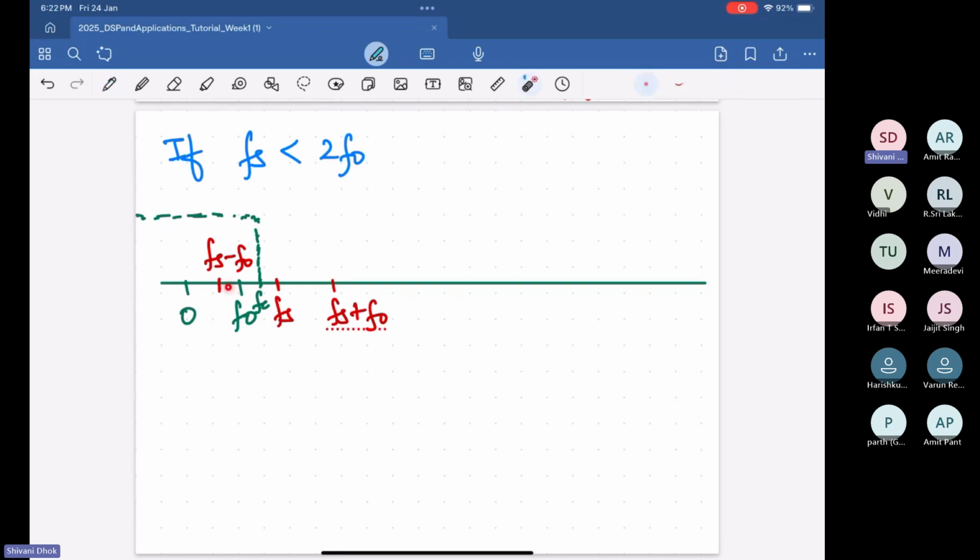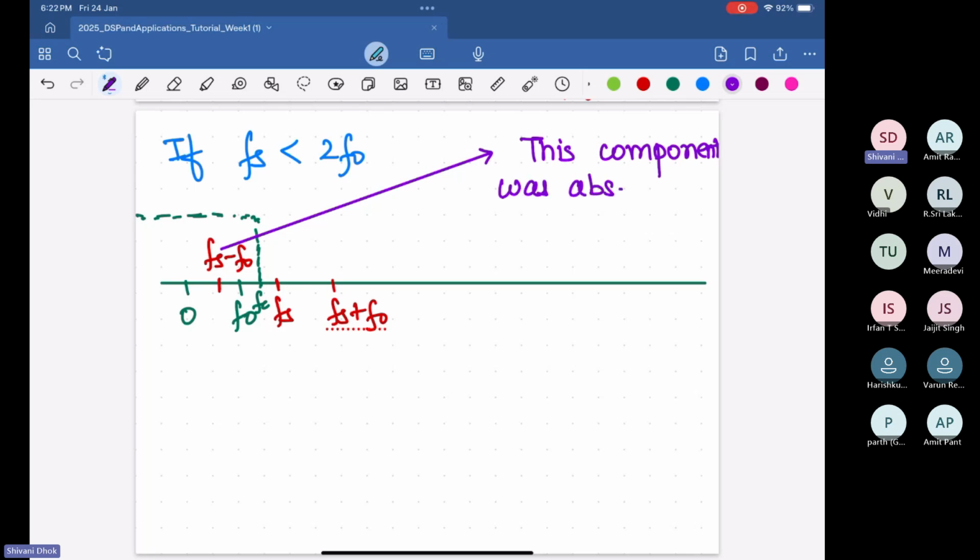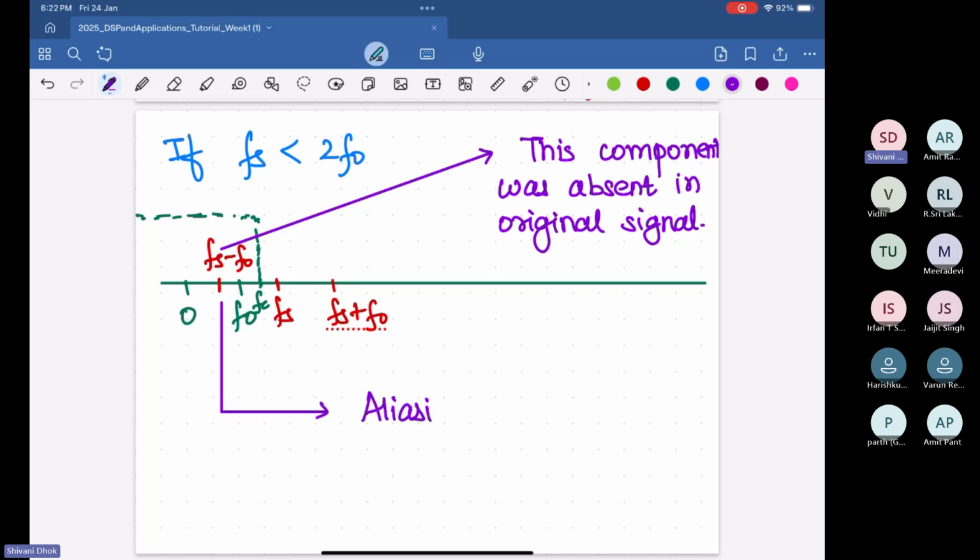Now, this particular frequency component was not present in the original signal. This component was absent in the original signal. And this kind of thing, whatever is happening, is known as aliasing. So this was not present, but it is now coming up as a false thing. And such kind of things are known as aliasing.